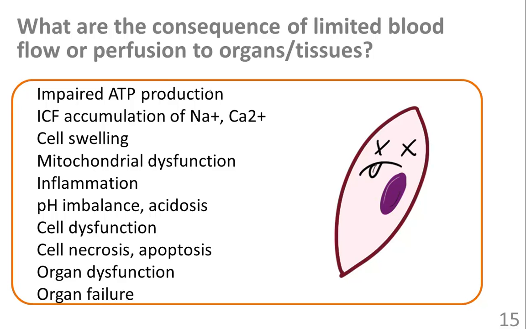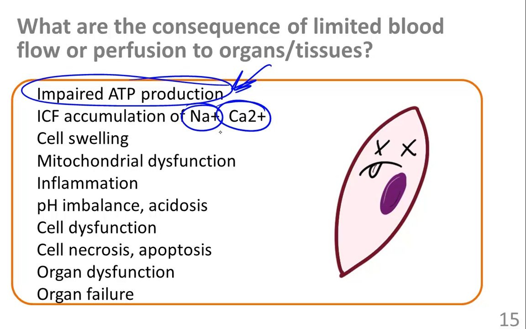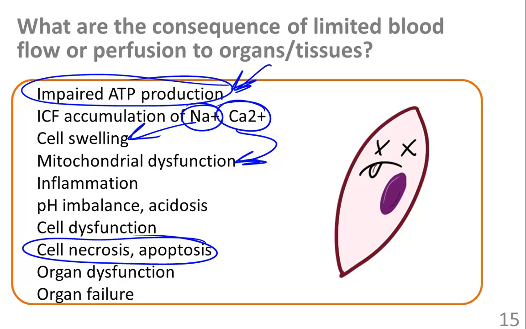And so if you think about it, that lack of perfusion leads to all these things where you start to accumulate sodium and calcium. That can cause cell swelling. The calcium can cause problems with the mitochondria, can trigger apoptosis and cell necrosis.